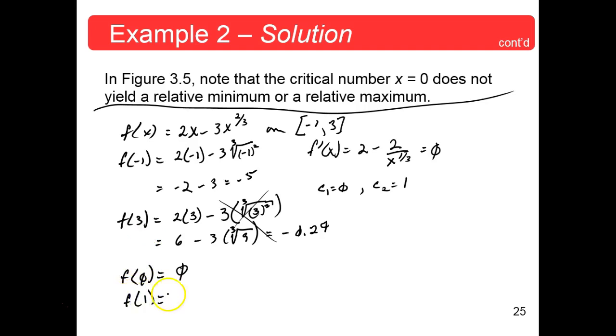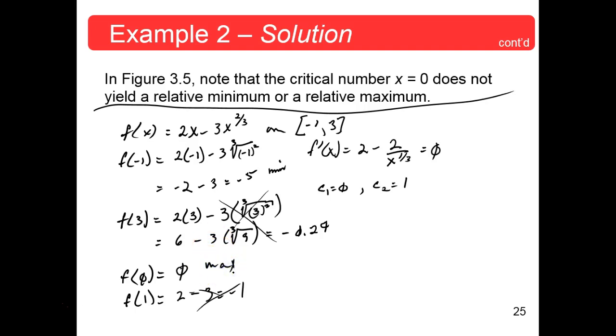And what will that be? 2 minus, what's the cube root of 1? 1. 1 squared is 1. And 3 times 1 is 3. So what's that? -1. Okay? This one's out of the picture now. -5 is the minimum, and 0 is your max.